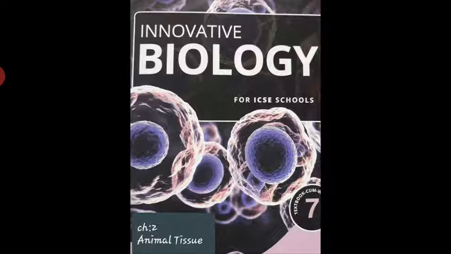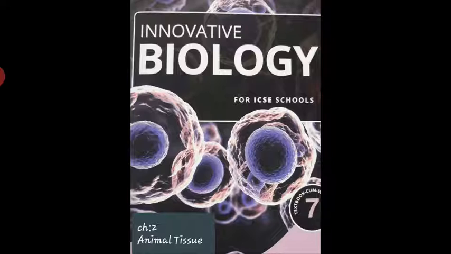So my dear students, in our previous class we have learned about plant tissues. Under that topic we learned about different types of plant tissues which perform different sorts of functions in the plant's body. In a similar manner, in this chapter we'll be learning about different types of animal tissues and their functions inside the animal body. So let us start the chapter.